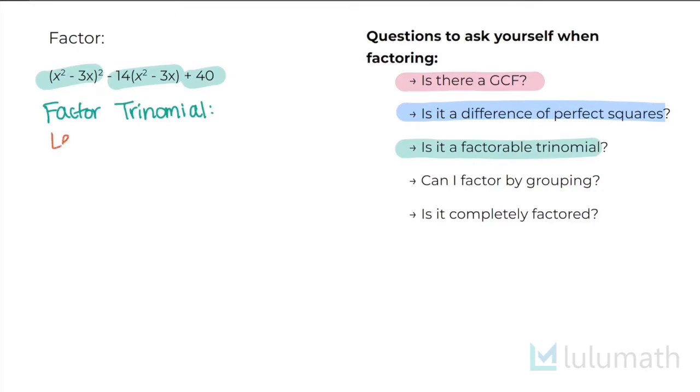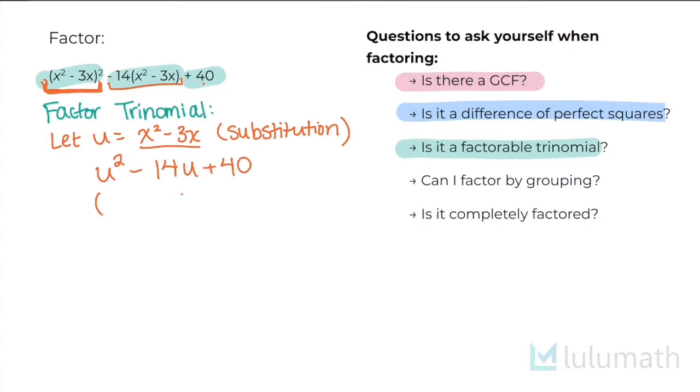So I'm going to let u equal x squared minus 3x. So this whole piece right here, I'm going to let that be u. So since all of x squared minus 3x is being squared, we can now say u squared. And then since this is minus 14 multiplied by this x squared minus 3x, I can say minus 14u. And then there's just a plus 40. Now it's a lot easier to factor this.